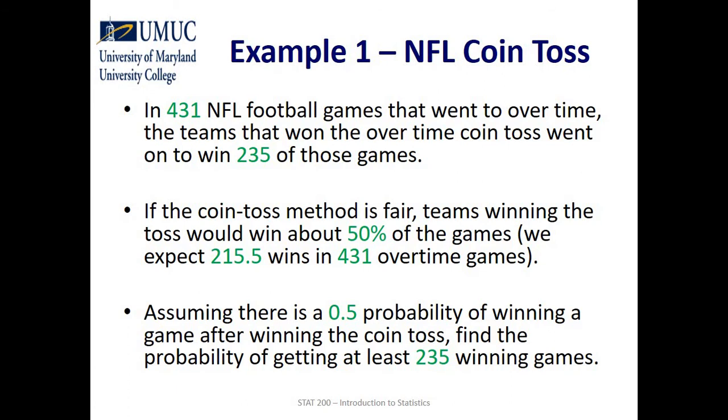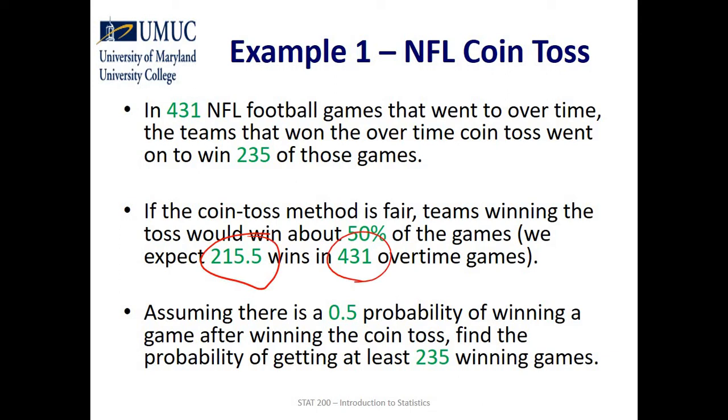So, in a total of 431 NFL games that went into overtime, the team that won the overtime coin toss went on to win 235 of those games. Sudden death. First team to score wins. Okay. If the coin toss method is fair, teams winning the toss would be expected to win about 50% of the games. So we would expect half of the games, or 215.5 wins, in 431 overtime games.